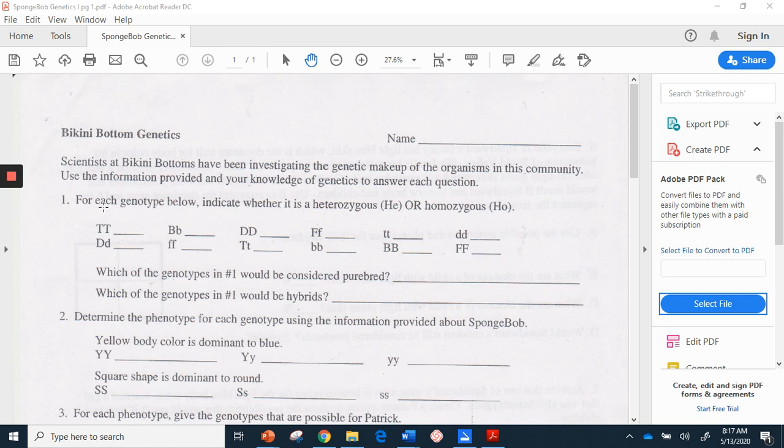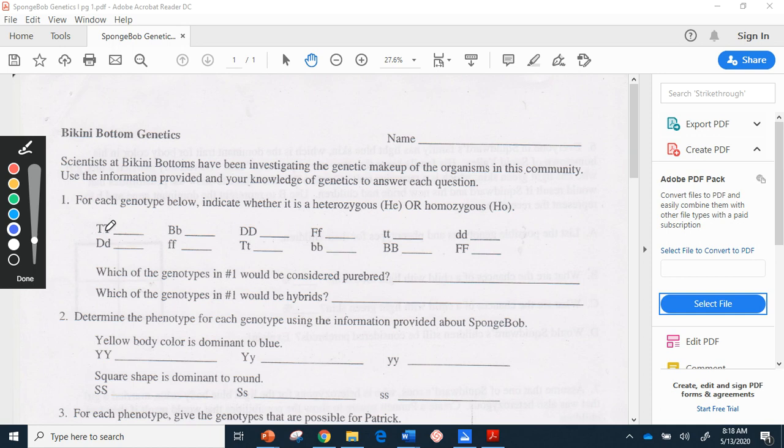So for number one, it says for each genotype, so here's a bunch of different genotypes, the two different forms of the allele. You just need to indicate whether it is heterozygous by putting an HE, or if it's homozygous, an HO. So let me get my pen over here. We're going to do the best we can with this. I'm trying to draw with a mouse.